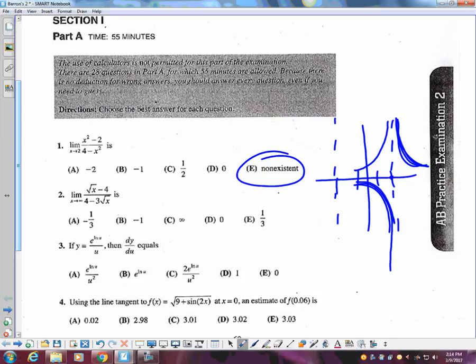L'Hopital. It's L'Hopital. Lol, like Lil Wayne. L'Hopital.